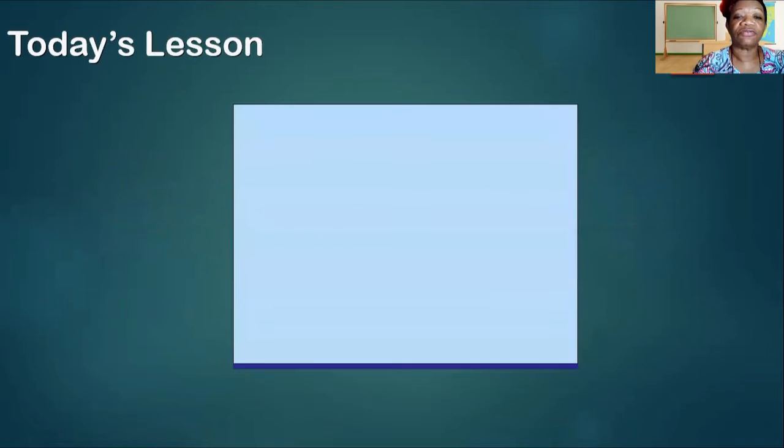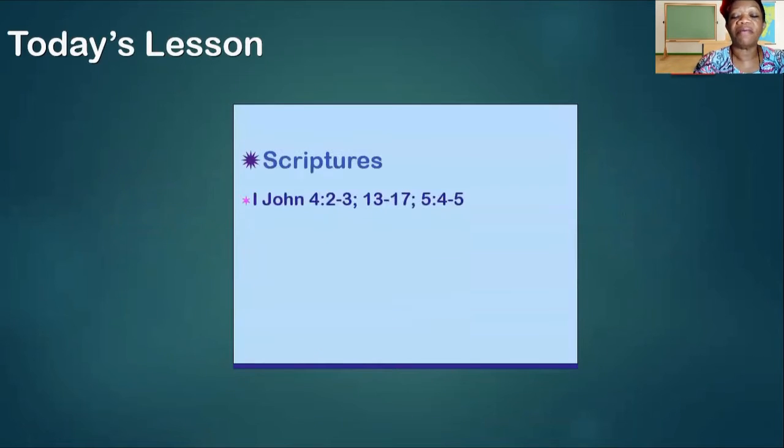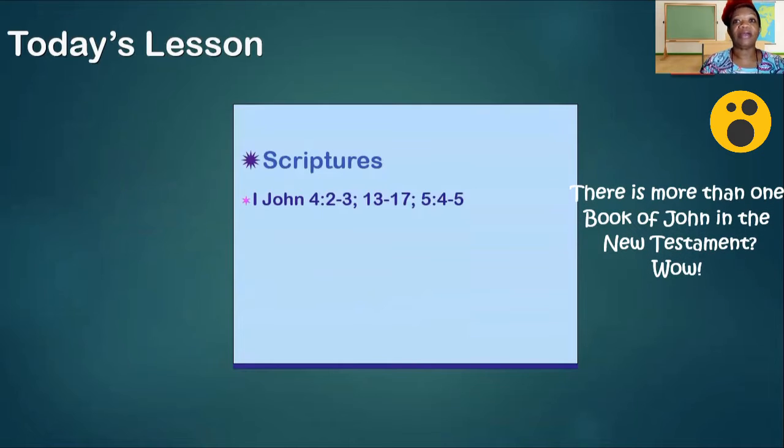So let's say today's lesson, the lesson scripture, comes from 1 John. Okay, now don't get this confused with John. There's John, and then there's 1 John. John, it's by itself. You have in the New Testament, Matthew, Mark, Luke, and John. And then you go down a little further into the New Testament, and you have 1st, 2nd, and 3rd John. Okay, they're different books, okay?